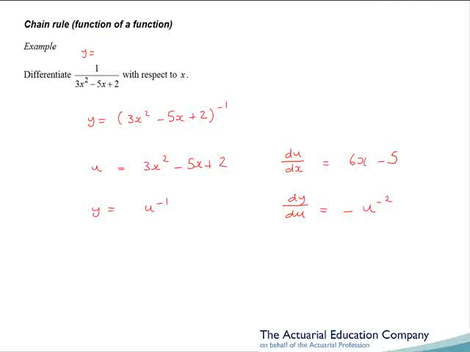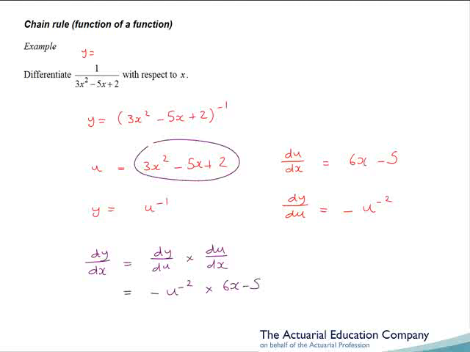We can now use the chain rule to calculate dy by dx, which is equal to dy by du times by du by dx. dy by du is minus u to the minus 2, and du by dx is 6x minus 5. But wait, u is equal to 3x squared minus 5x plus 2, and so we have minus (3x squared minus 5x plus 2) to the minus 2 times by (6x minus 5). And I better put brackets in there so we don't get confused. We can see that once again we have times by the power and drop the power by 1, and then we have times by the derivative of the nested function.